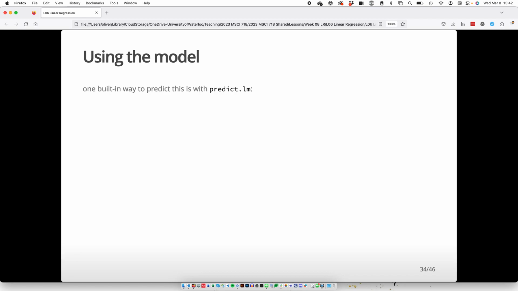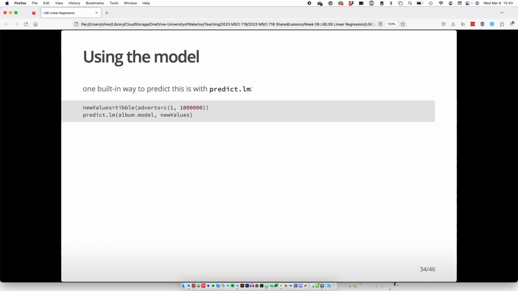Not too shabby. One way to do this is with predict LM. You create a predictor value. Let's say you want to put 1 pound in and you want to put a million pounds in. You give those two values and then you can predict that if you put 1 pound in, you're going to sell 134 units, or 134,000 units. And if you put a million pounds in, you're going to sell 96 million units.